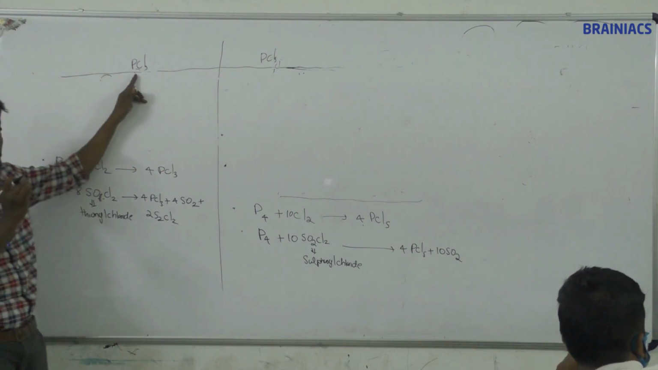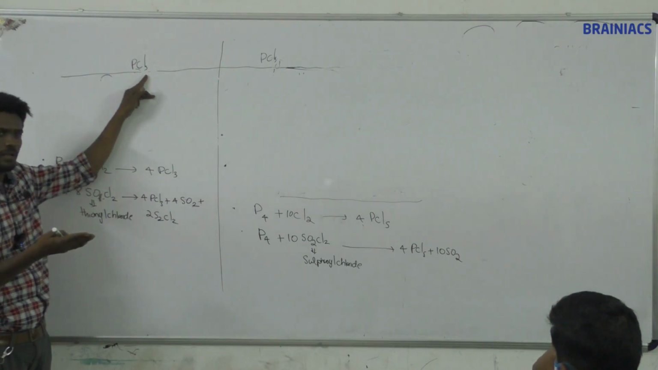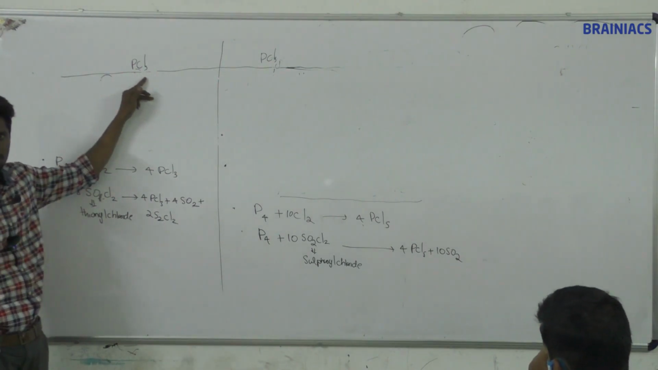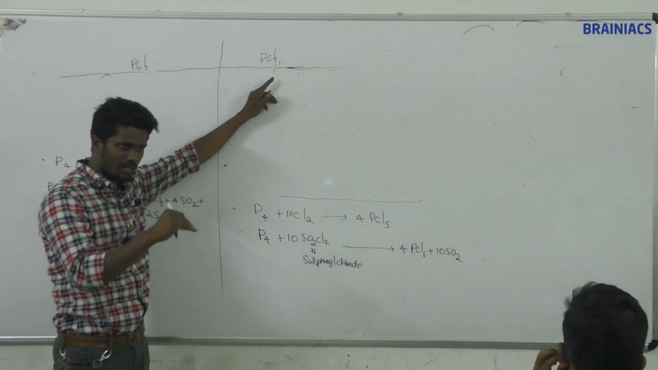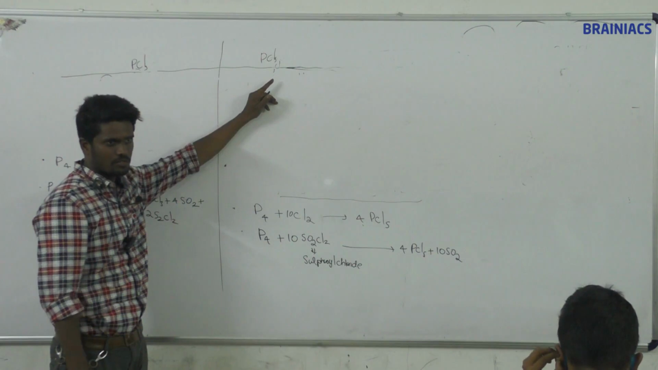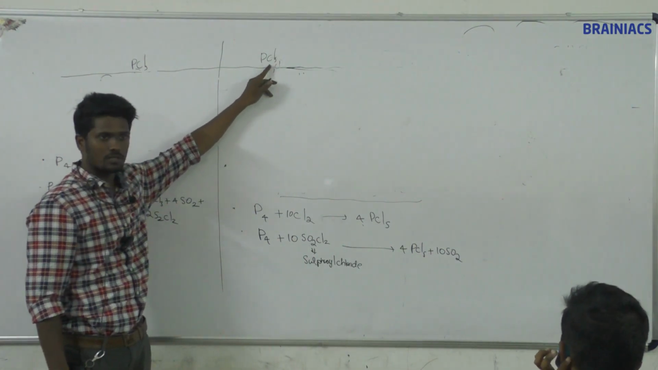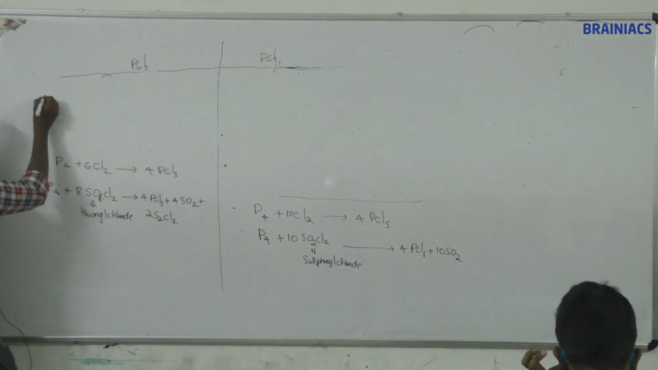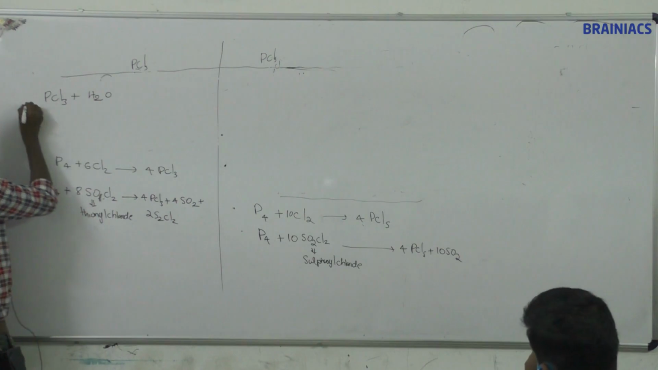So in case of PCl3, the 3 P-Cl bonds are equal. So they are breaking similarly for these 3 P-Cl bonds. But in case of PCl5, the 2 axial bonds are weaker and 3 equatorial bonds are stronger. So here first breaking is happening for which bonds? Axial bonds. So here PCl3 is reacted with the H2O.